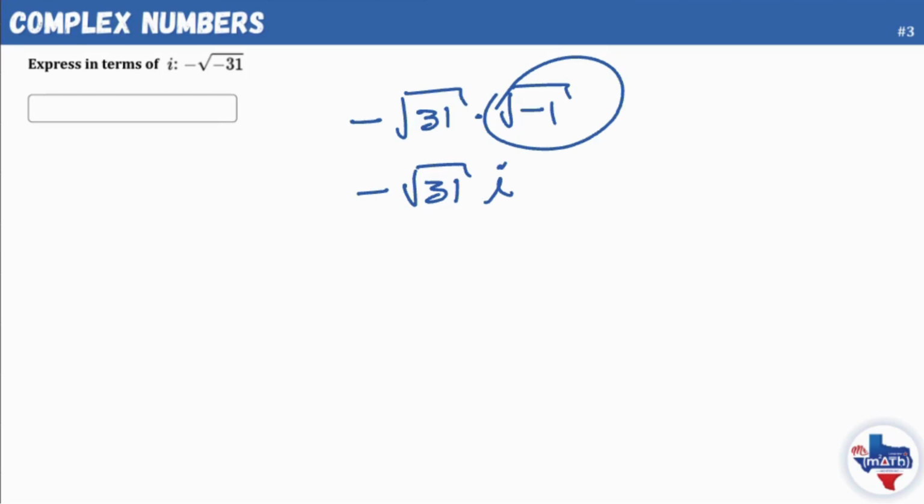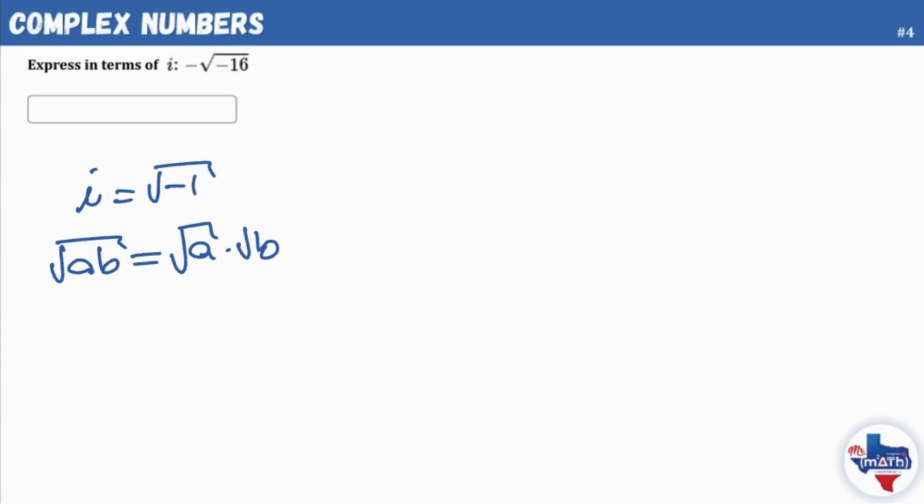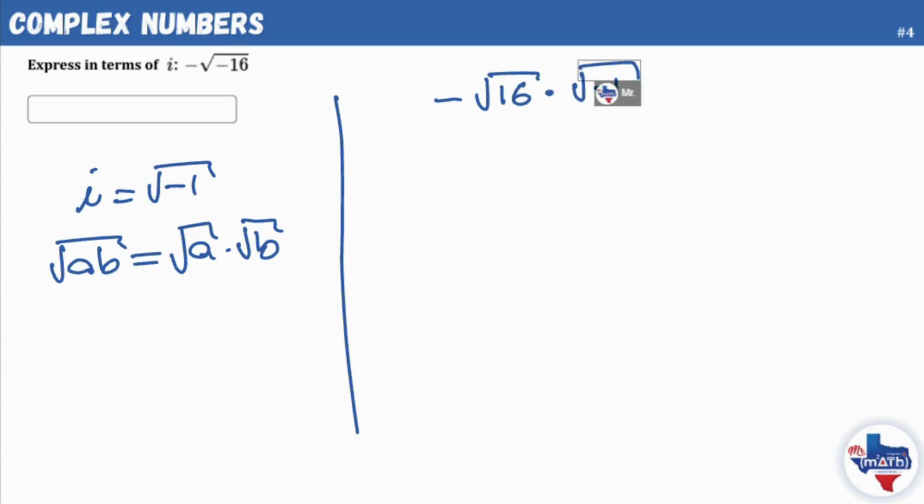Okay, let's check another problem. In this case, we have negative root of -16. So let's remember that i is equal to the root of -1, and also remember that the root of a multiplication is equivalent to the root of each one of the factors under a square root. That being said, we're going to have the root of 16 times the root of -1. Okay, that being said, we'll have the root of 16 as 4, and the root of -1 will be just i.